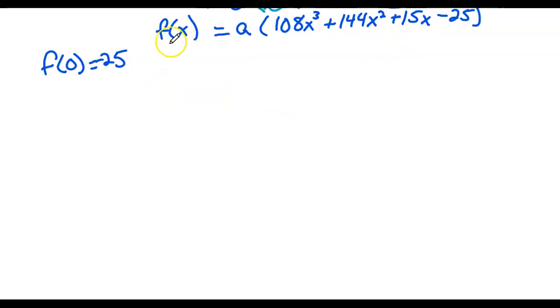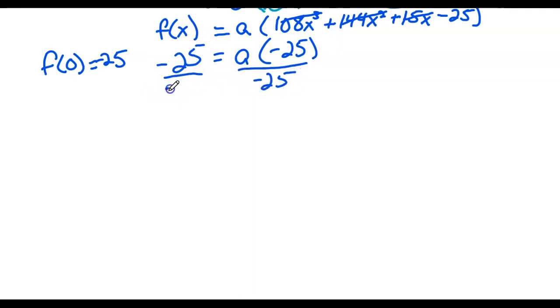So that means that I'm going to replace my f of x with negative 25. And I'm going to replace all of my x's with zeros. Well, if I replace this with a 0, that all is going to go away. If I replace this with a 0, that all is going to go away. If I replace this with a 0, that all is going to go away. And I'm just left with negative 25. Now I can solve for a. Divide both sides by negative 25. Oh, so a is just 1.